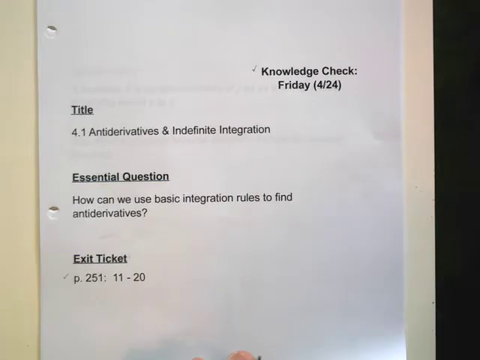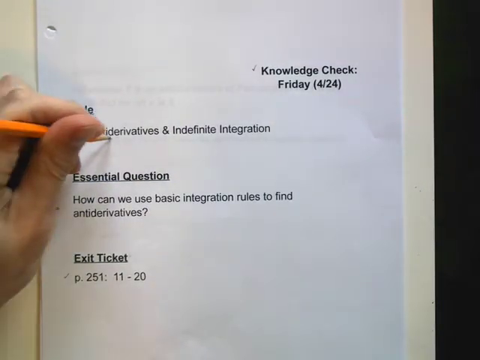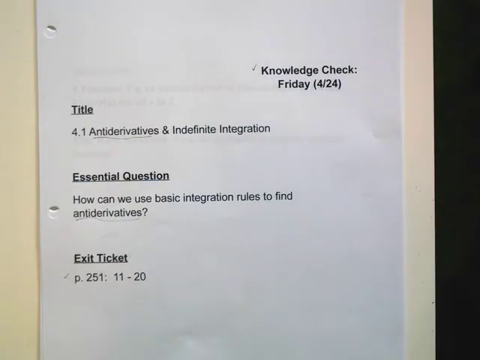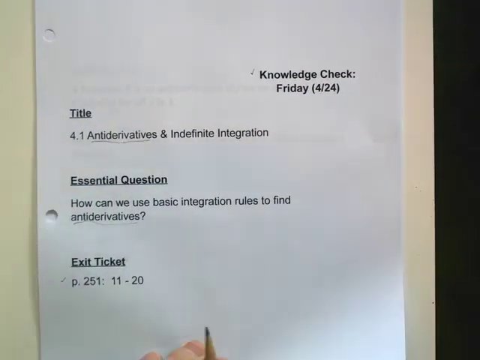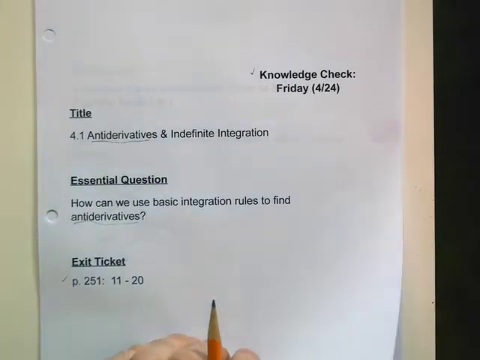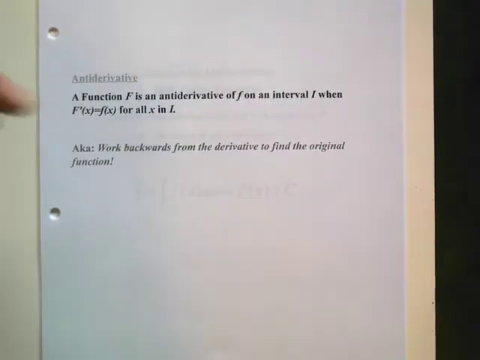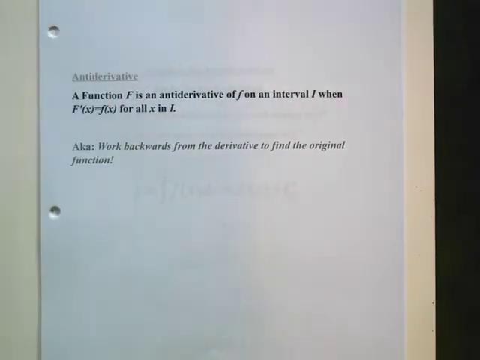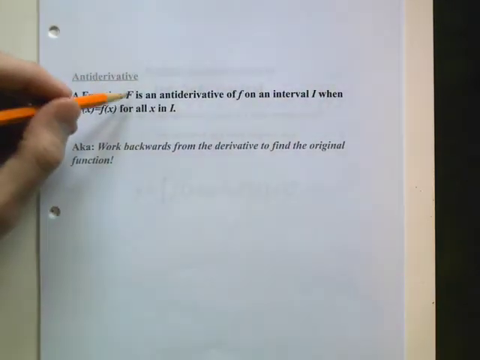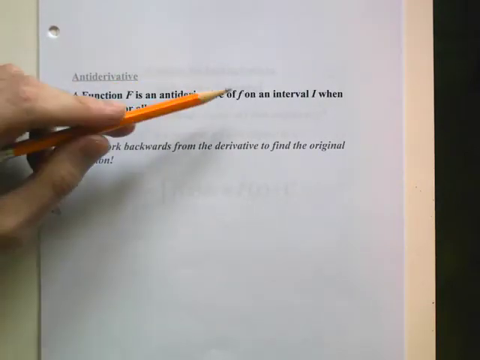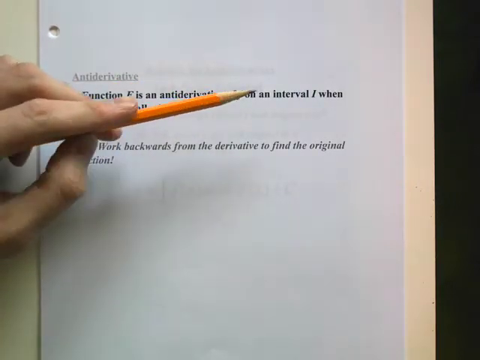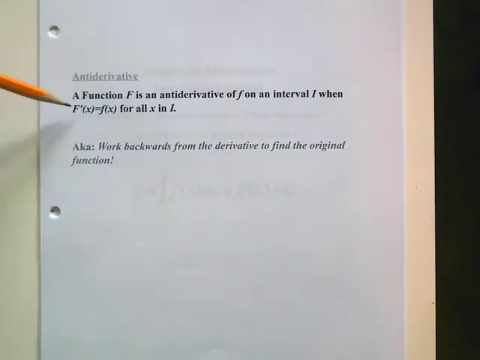Okay? So when you look at the word antiderivative, that's really what this whole chapter is going to be about. And it is exactly what it sounds like. It's the opposite of a derivative, okay? So in your notes, the definition, I know this might be a little tough to read, but the definition of an antiderivative is a function F, so capital F, is an antiderivative of f, lowercase f, on an interval I, when F prime of x equals f of x for all x in I.